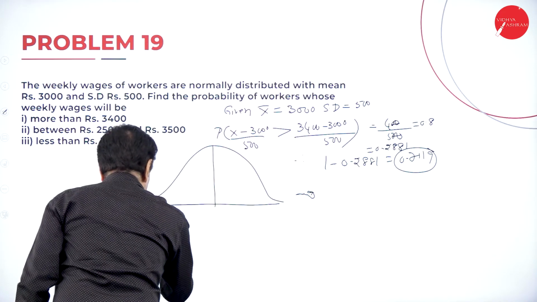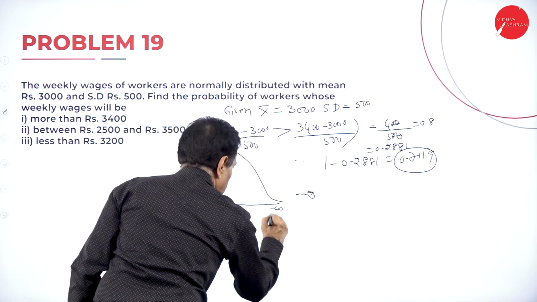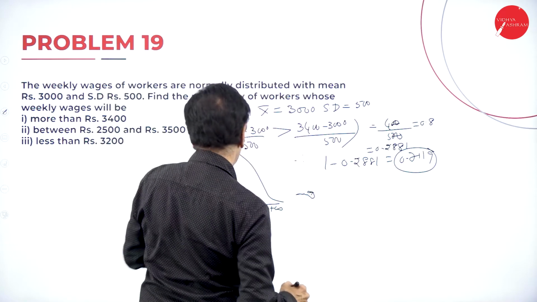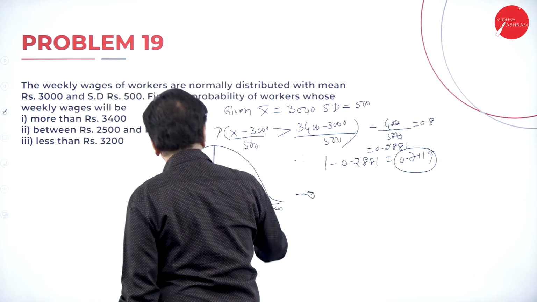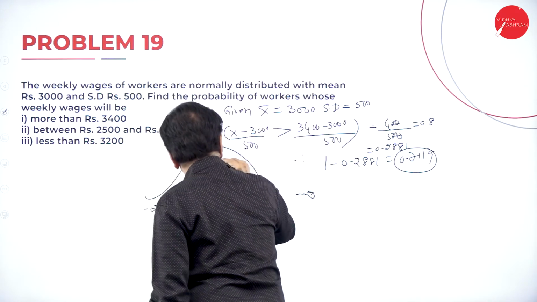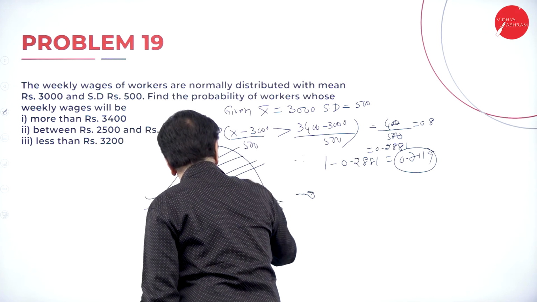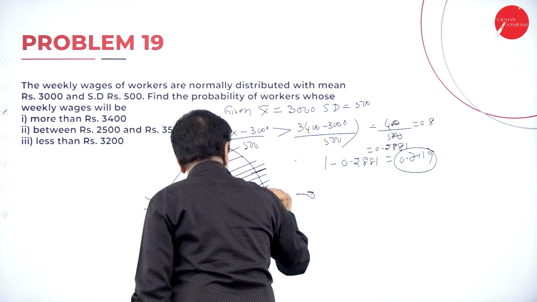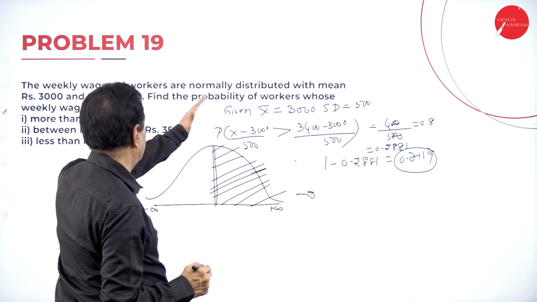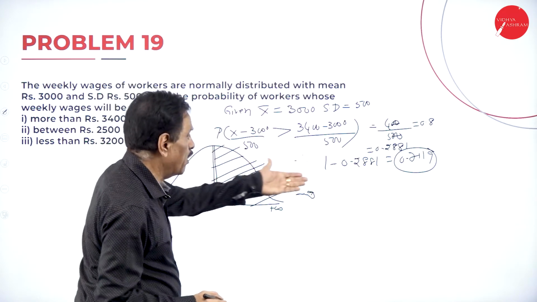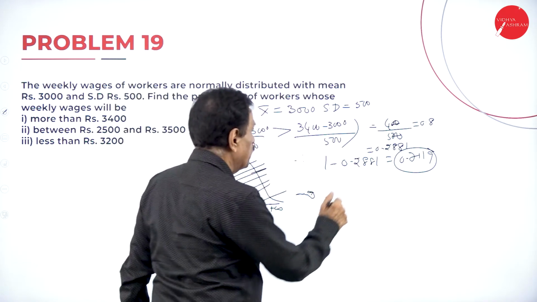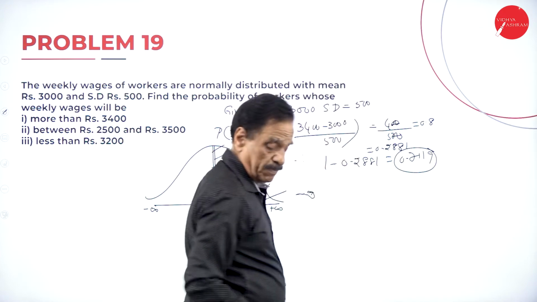This is minus infinity, positive infinity. What's your answer? Positive 0.8. So more than, you have to write like this. The number of workers is not given, so we can't multiply that. If the number of workers were given, we could have multiplied that.